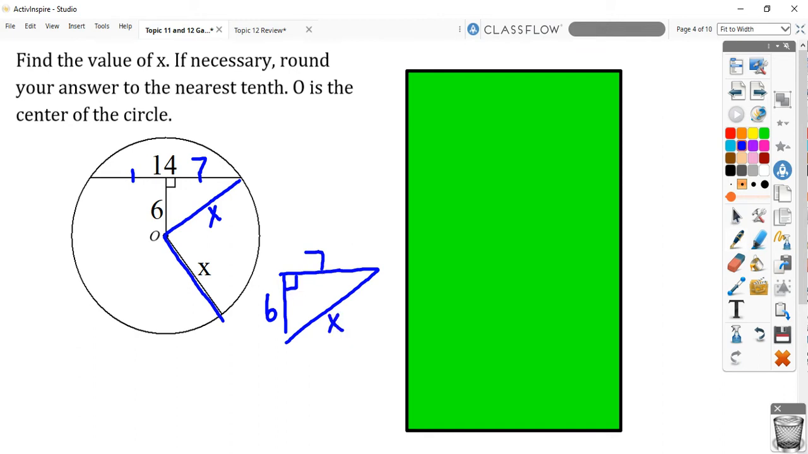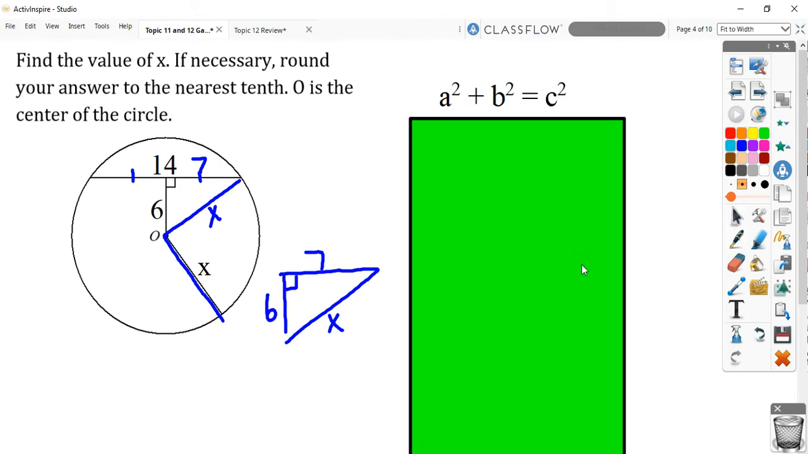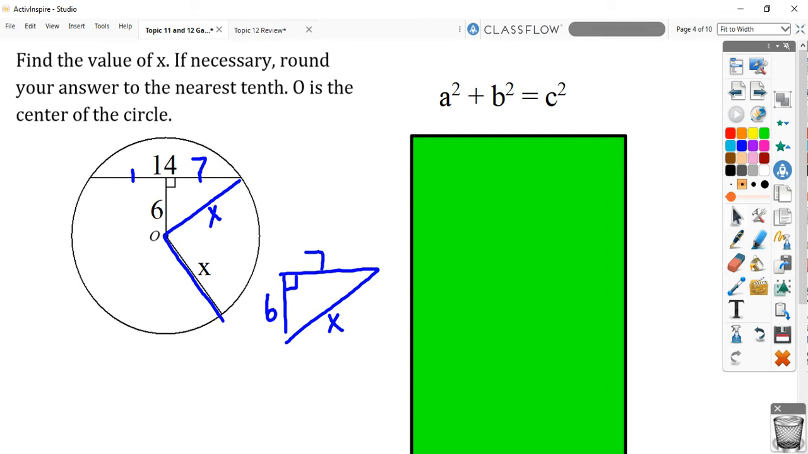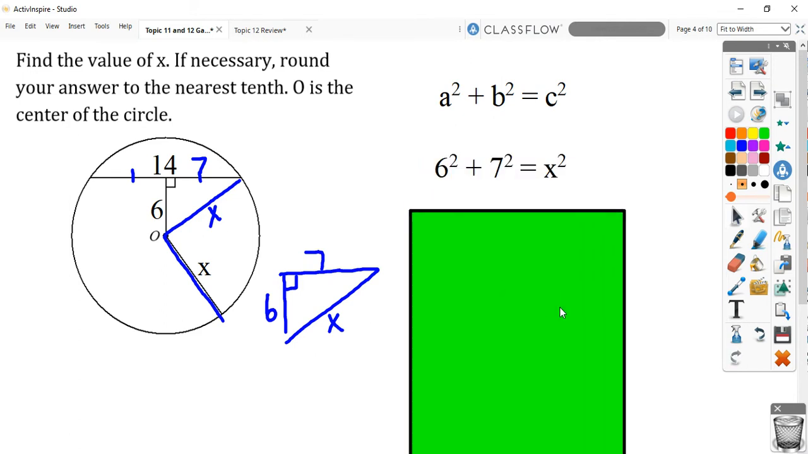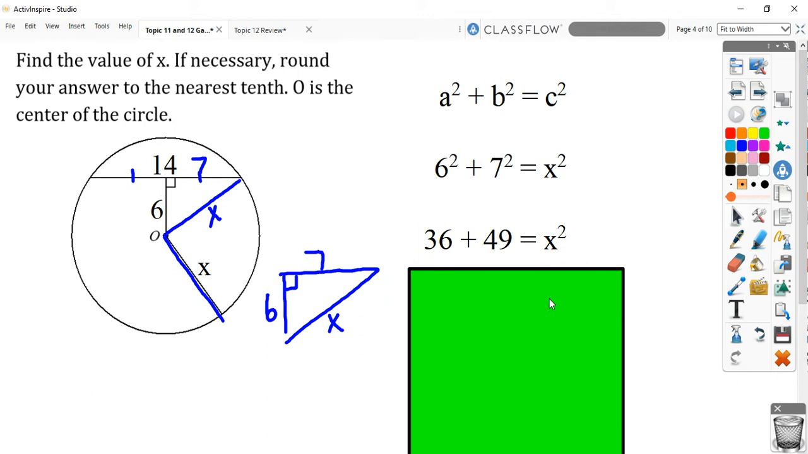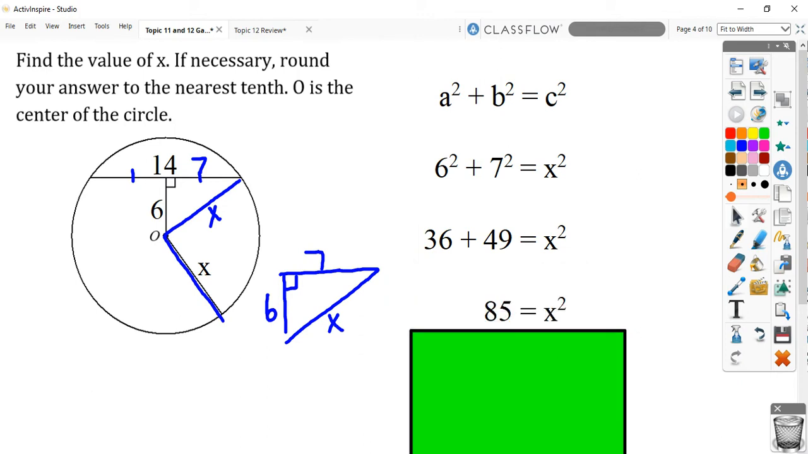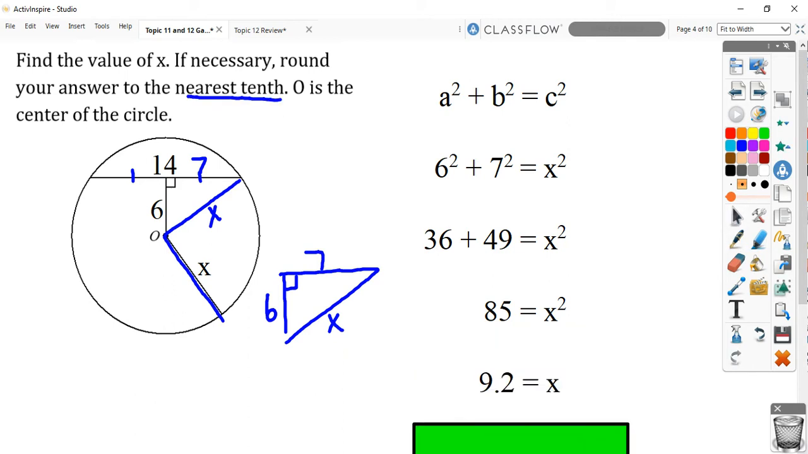Y'all, if we're just dealing with the side lengths of a right triangle, it's the Pythagorean theorem. Easy peasy. a squared plus b squared, that's going to be 6 and 7. So 6 squared plus 7 squared. We add up 36 and 49 gives us 85. So if we just take the square root of that, that'll find us x. Again, we are finding to the nearest tenth. So we take that square root, we round it off at 9.2.